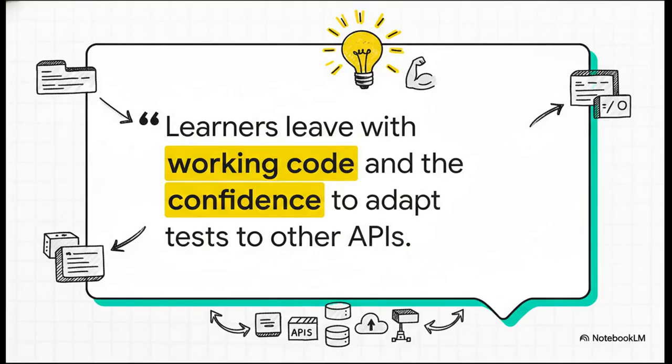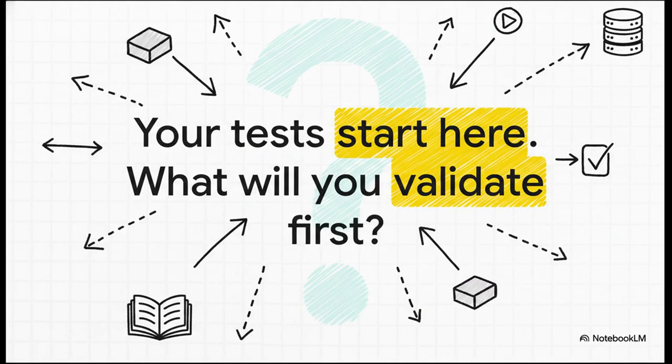You know, when it all boils down, it comes to this right here. The goal isn't just to throw some code at you, it's to make sure you leave with a working, hands-on example, and more importantly, the confidence to take these patterns and apply them to any API you come across in your day-to-day work. So there you have it. The foundation for building professional, reliable, and readable API tests is right here waiting for you. The only question left is, once you get this playbook up and running, what API are you going to validate first?